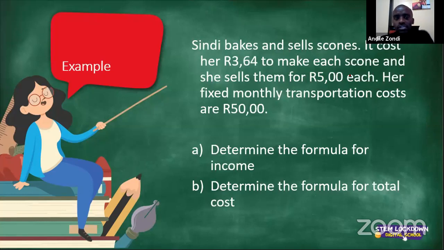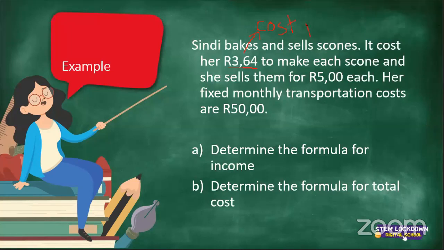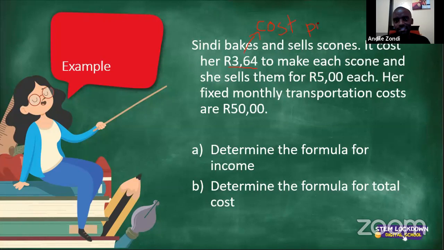Remember, as you go through questions, you need to make notes, because at the end you'll forget. So you need to define what each thing means. I've told you already that this is our cost price, so that when you are answering questions, this becomes very easy for you. So that is my cost price. I am selling each scone for 5 rand. So 5 rand is my selling price.